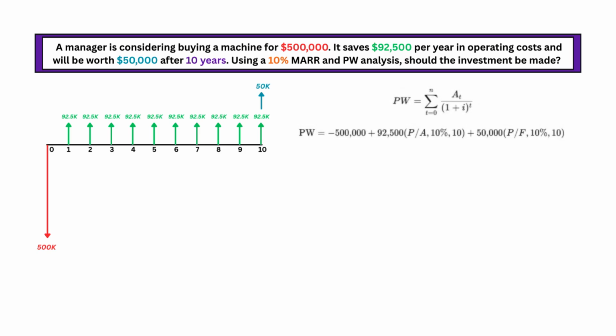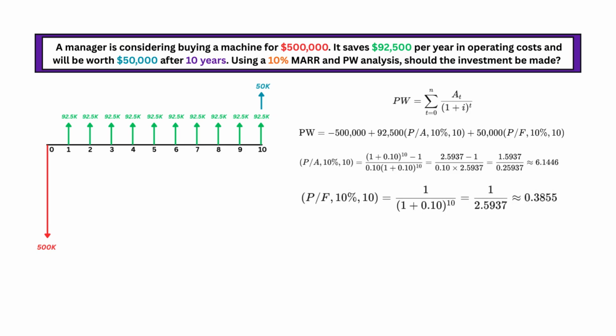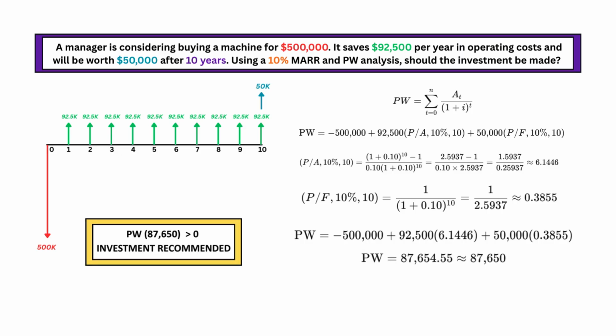The initial cost is already at time zero, so it enters the present worth equation as negative $500,000. The annual savings form a uniform series, which we discount to the present using the present worth of an annuity factor. The salvage value occurs at the end of year 10, so it is discounted using the present worth of a single future amount. Substituting these values into the present worth equation yields a present worth of approximately $87,000. Because this value is positive, the investment exceeds the firm's minimum attractive rate of return and is therefore recommended.